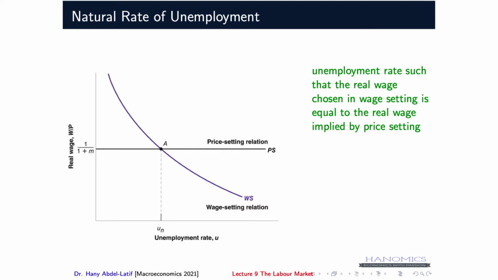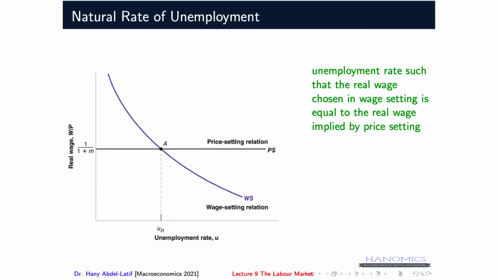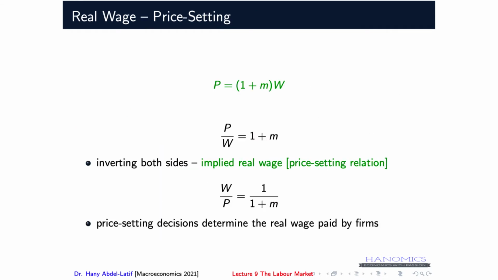So what we have on the horizontal axis is the unemployment rate. On the vertical axis, we have the real wage. So real wage is W over P. So looking at this, going back to this, 1 over 1 plus M is some kind of fixed number here, so it depends on how much M is. So that's a horizontal line, because it doesn't really depend on the unemployment rate. You see on the horizontal axis here, we measure the unemployment rate. So if you go back to this relation, you don't see unemployment rate here. So that's why it's a horizontal line.